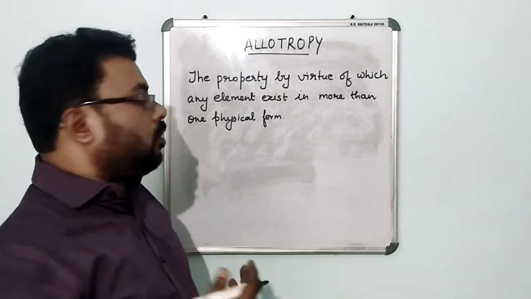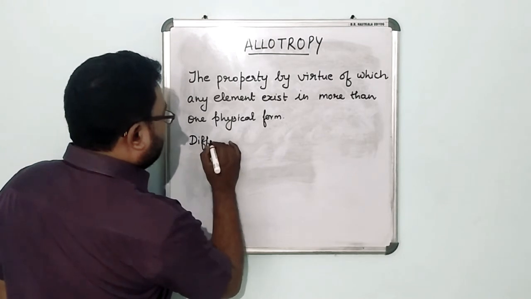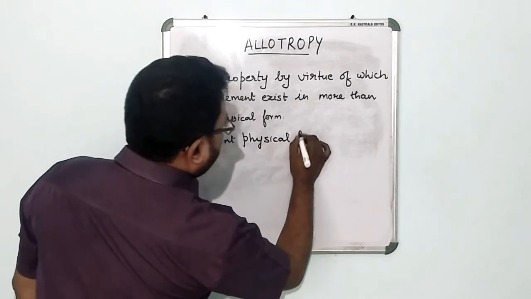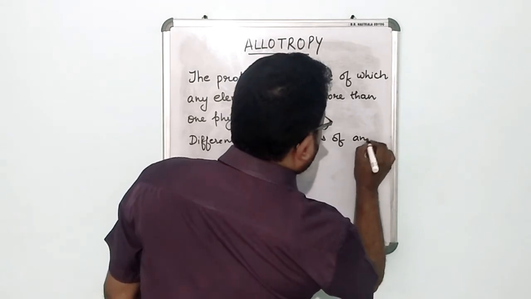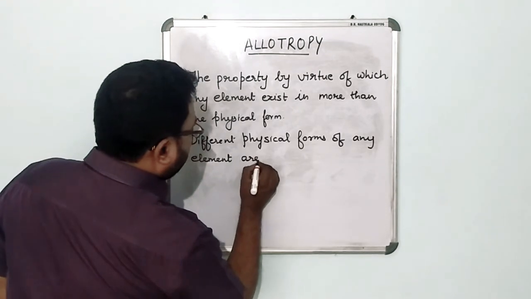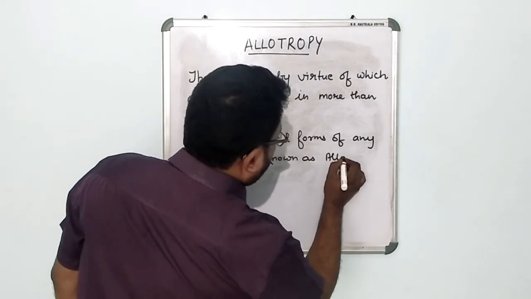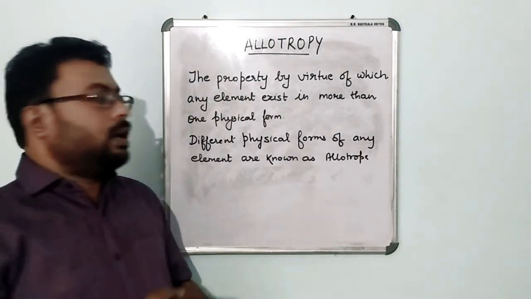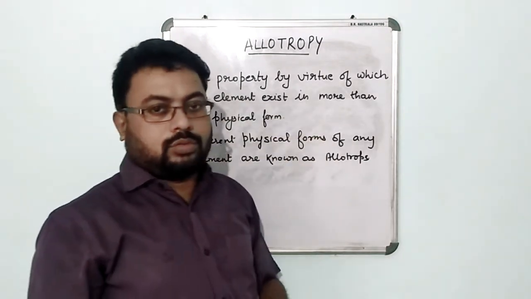And what are these physical forms known as? The different physical forms of any element are known as allotropes. What are they known as? They are known as allotropes, or allotropic forms, right? So this is allotropy and allotropes.